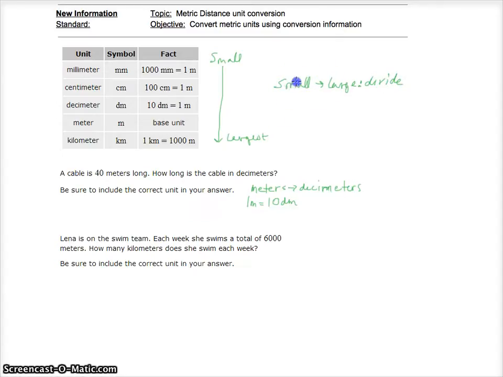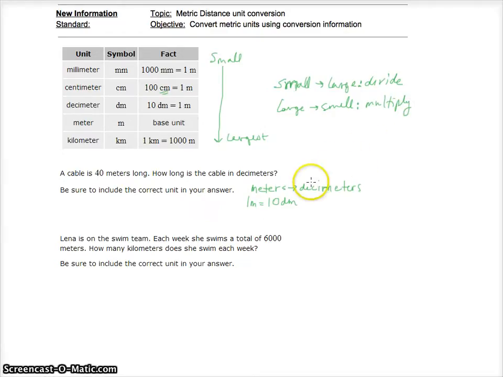This is because they are unit rates, 100 centimeters per meter, and when I have the same two measurements here in the problem, so I'm going from meters to decimeters, well, it's 10 and 40, things like that. I've got to make sure that I can cancel out my units by dividing. And if I'm going from large to small, I'm going to now multiply my units together.